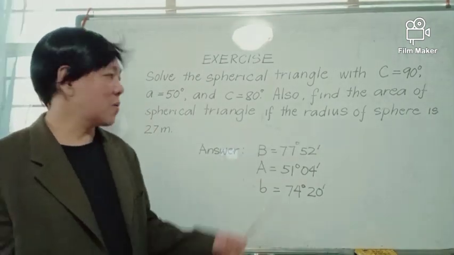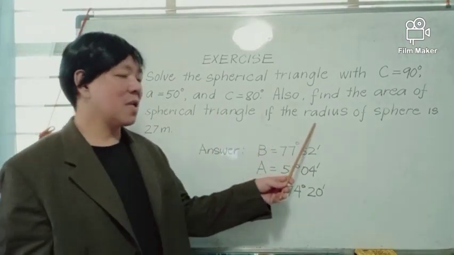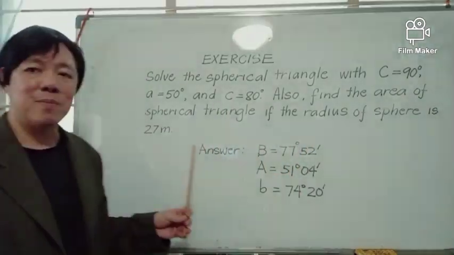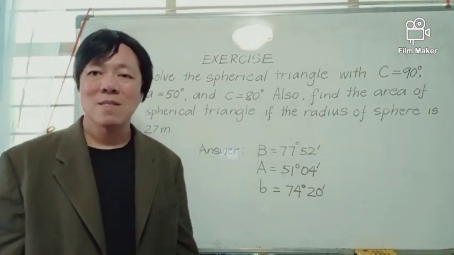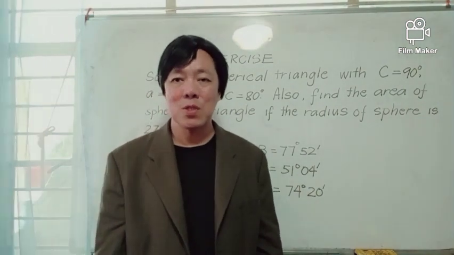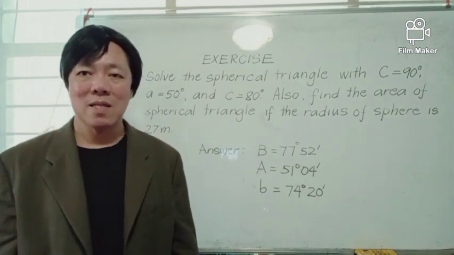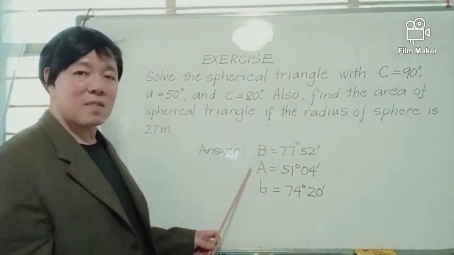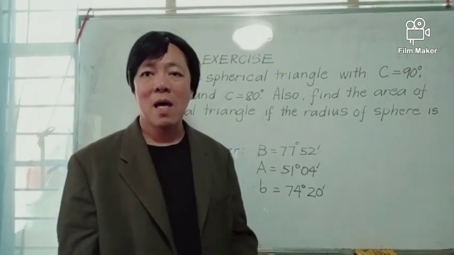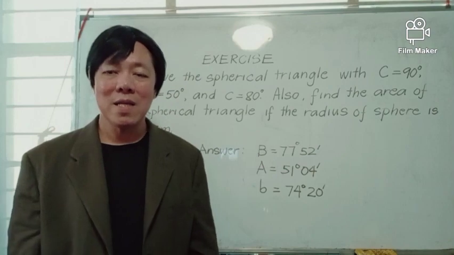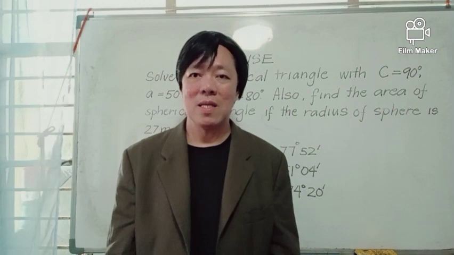But you also have to calculate the area of the spherical triangle. The radius of the sphere is 27 meters. And the formula for the area of the spherical triangle is pi multiplied by the square of the radius multiplied by the spherical excess divided by 180 degrees. You have to find first the angles A and B and add them to the right angle, and from the sum you subtract 180 degrees to get the spherical excess denoted by capital E.